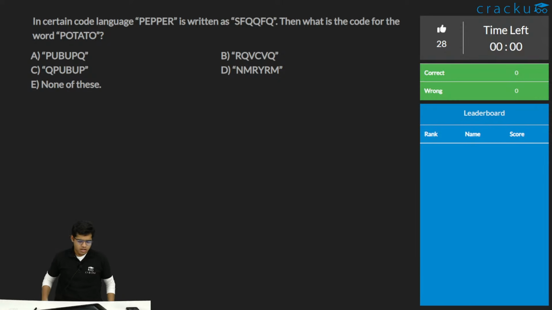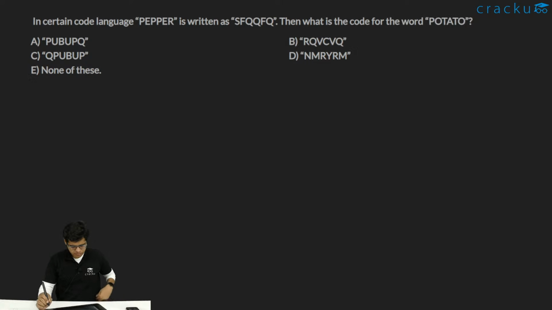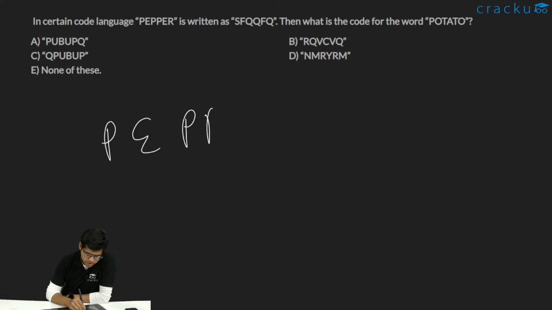Okay, let's solve this question, guys. It is given that in a certain code language, paper is written as SFQFQ. Okay, potato, what will the code word be? Now see guys, PEPPER.